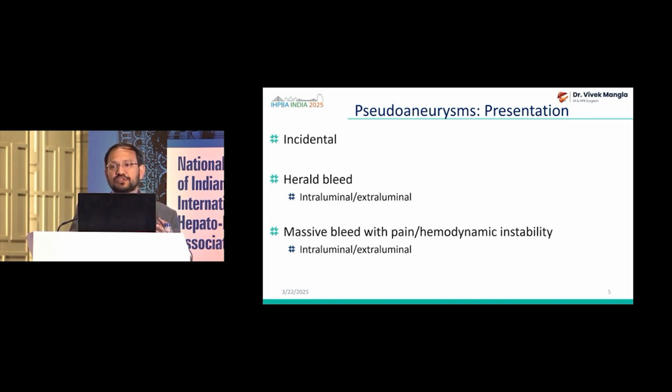And sometimes, occasionally, you'll have a patient who's gone home after pancreatitis, was recovering well, and the last scan didn't show up much except some necrosis, and then suddenly this patient presents with a massive bleed with quite often pain, and sometimes there could be hemodynamic instability.